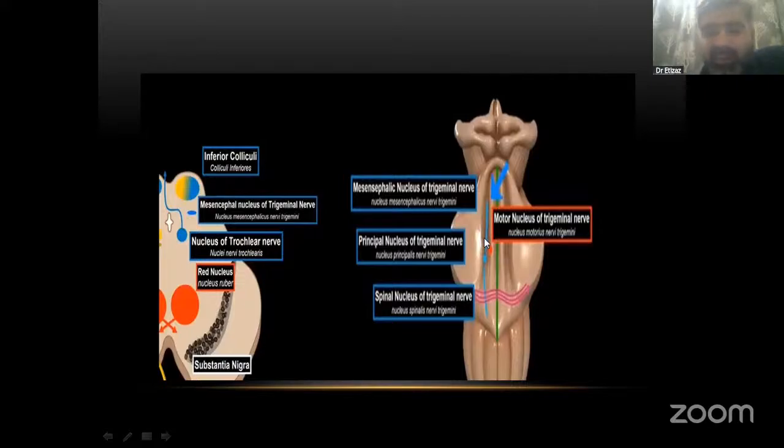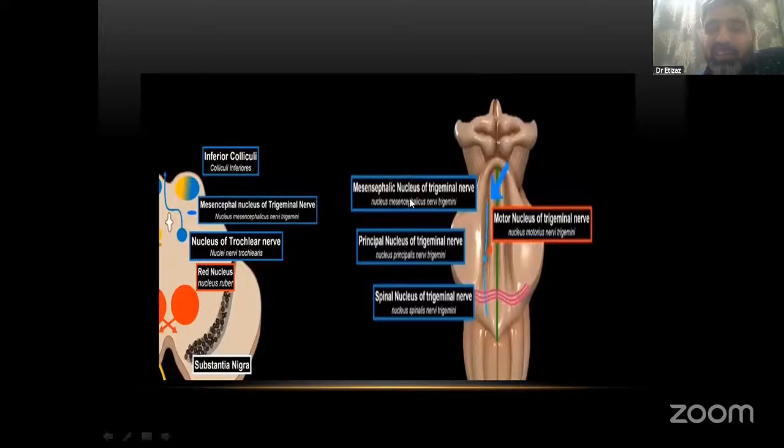So what happens about the mesencephalic nucleus and the other nuclei of the trigeminal nerve? They are not present in the midbrain. They are mostly present at the level of the pons. But the mesencephalic nucleus, some portion is present in the midbrain. These nuclei give separate information, not all information. The mesencephalic nucleus gives the sensory information of the muscles of mastication.